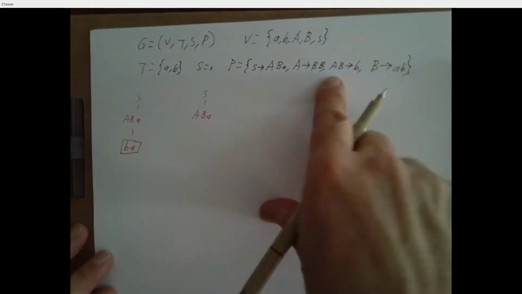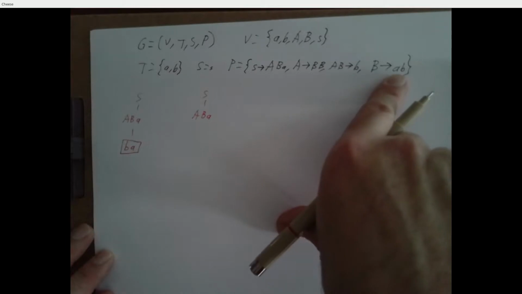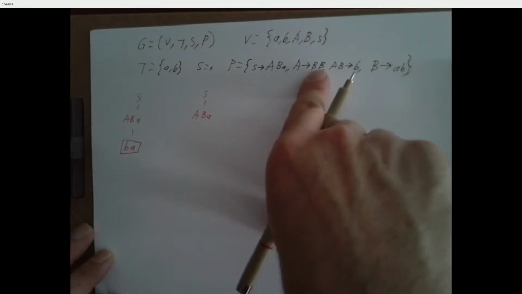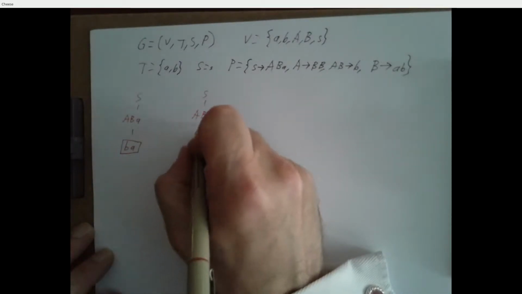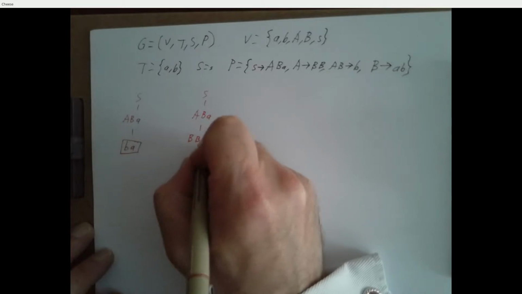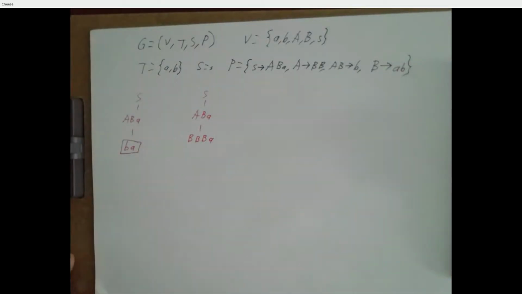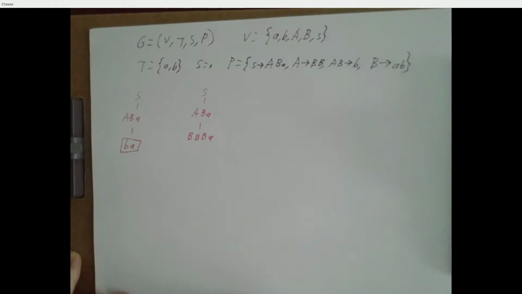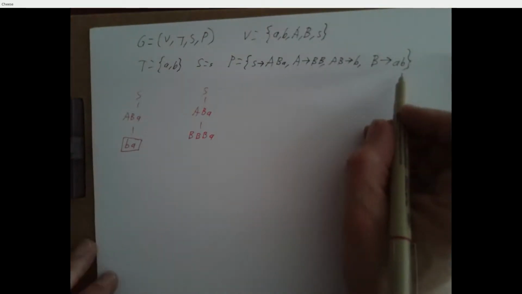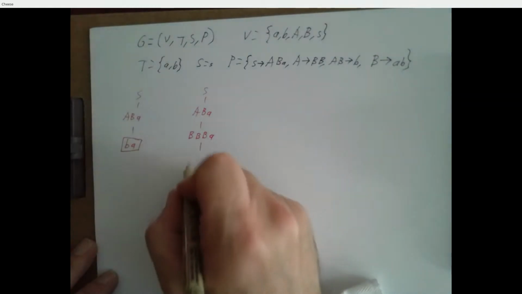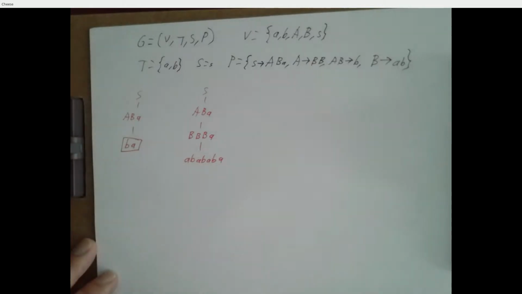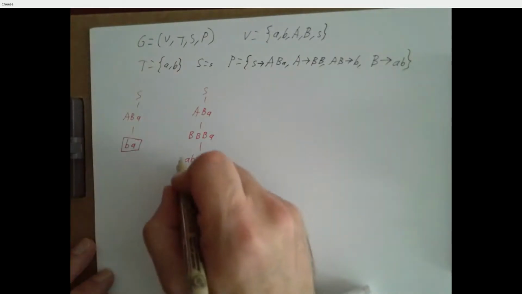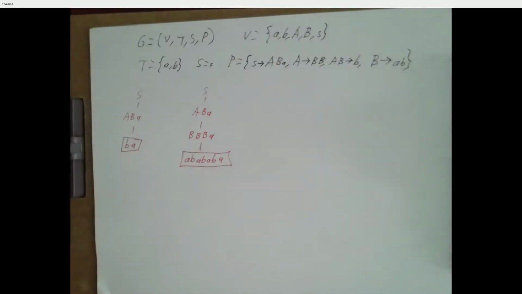But now we can again try to say A is replaced by BB. But we also have a rule now that says big B can be replaced with little a, little b. So each of these can become AB. And that last A carries through, and there's a string made up of just terminal symbols. So that's a word over our vocabulary.